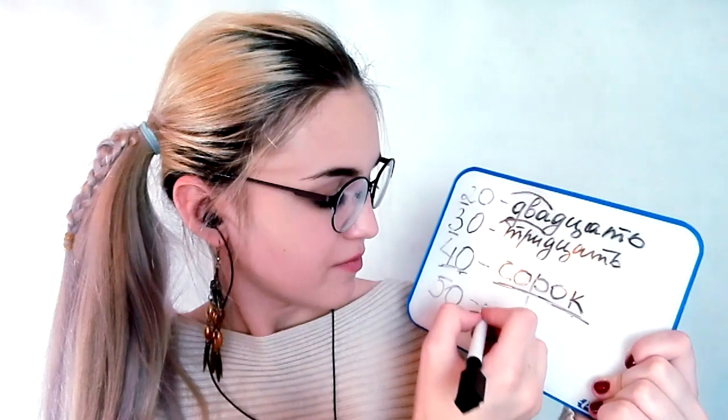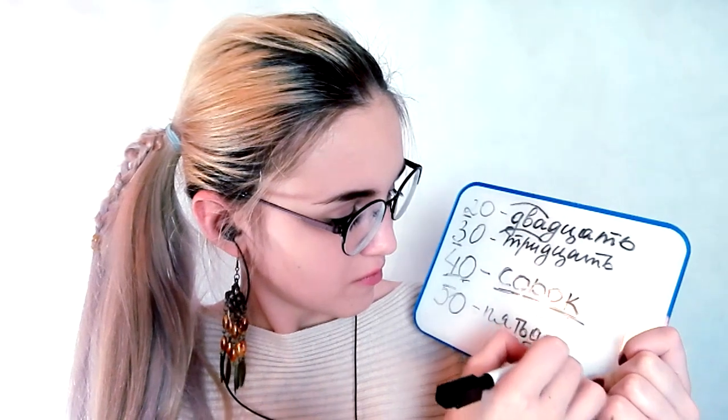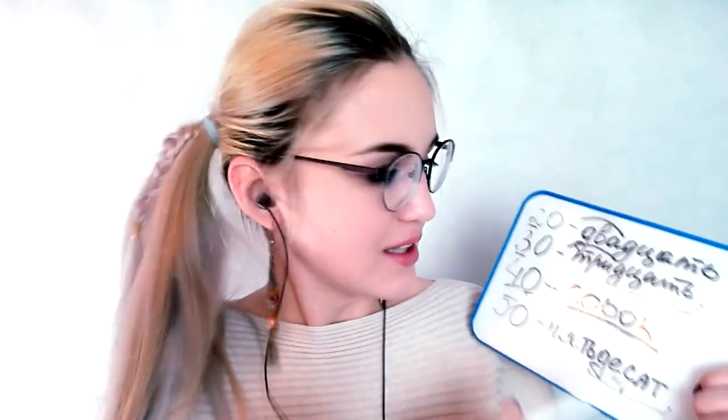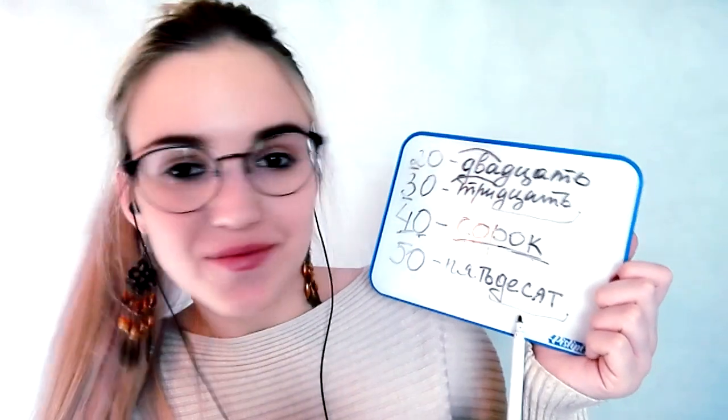But next, for example, 50, also has some changes. You don't have this ending «десять», it's «десят». It's pretty similar to the sound «десять», and it means that you have 5 of tens. So 5 times you have 10. 5 of tens, or 5 tens. I don't know. 50.